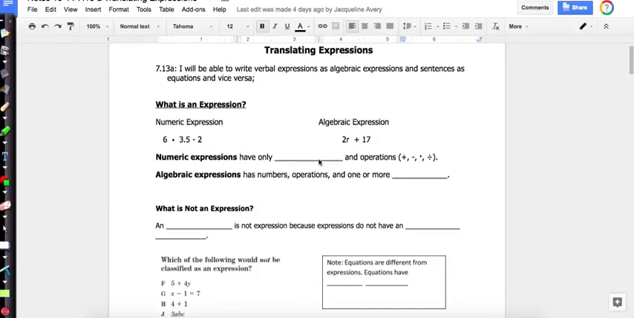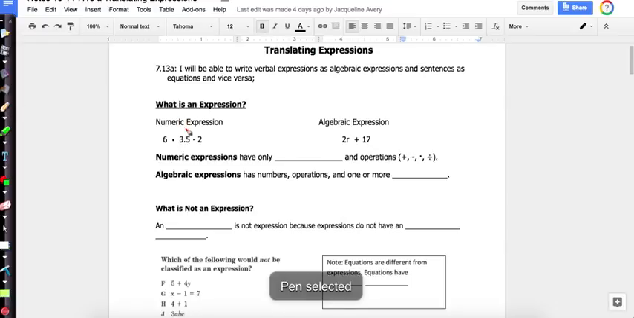In this lesson, part one and part two, you are going to be able to write verbal expressions as algebraic expressions. In a future lesson, we will write them as equations. So, what is an expression? We have two expressions here.